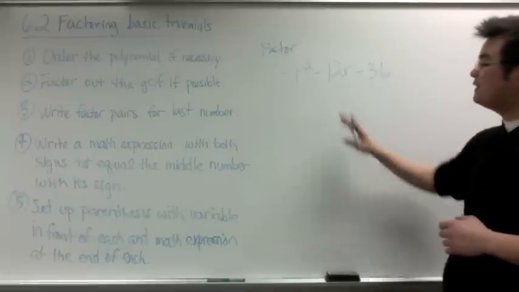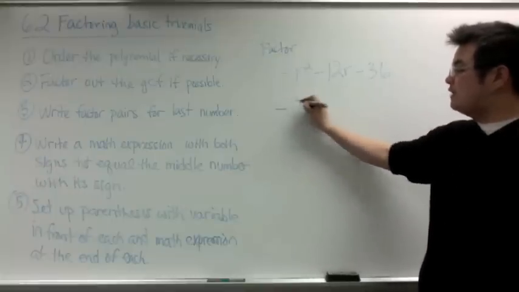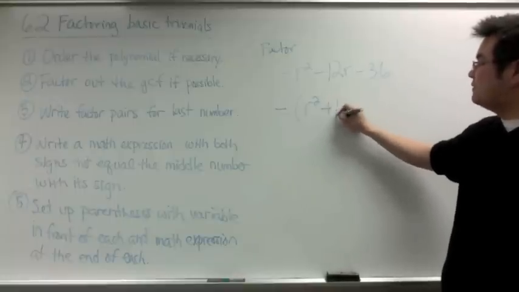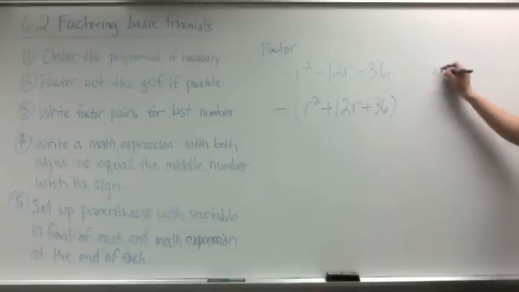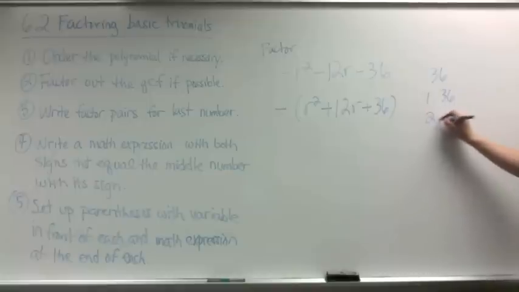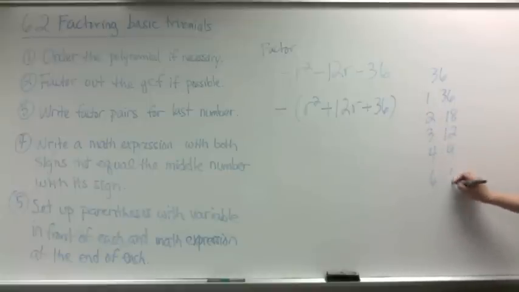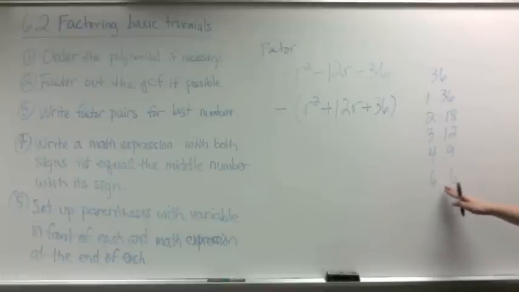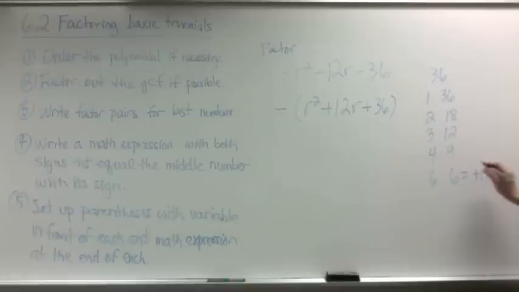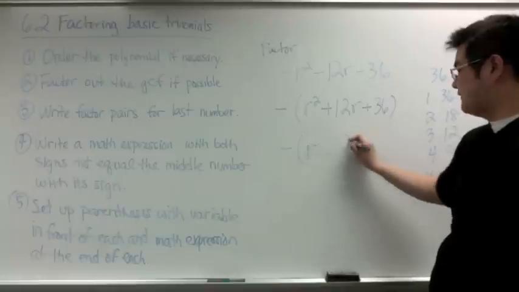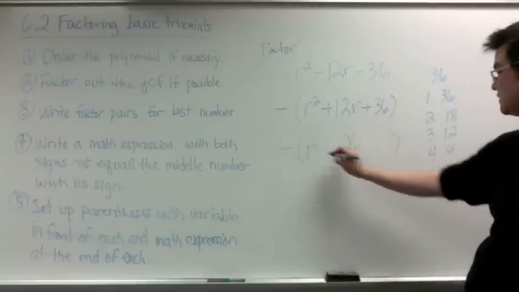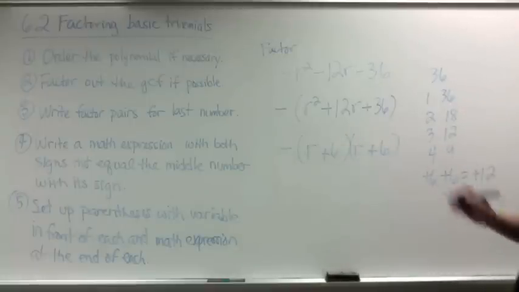In our next example, we're going to factor out the GCF, which is negative 1. We're left with r squared plus 12r plus 36. Then we're going to write the factor pairs of 36: 1 and 36, 2 and 18, 3 and 12, 4 and 9, and 6 and 6. The only factor pair that we're going to use is 6 and 6 to get us a positive 12. We're going to write our signs in. Then we're going to factor the variable first, plus 6 and plus 6.